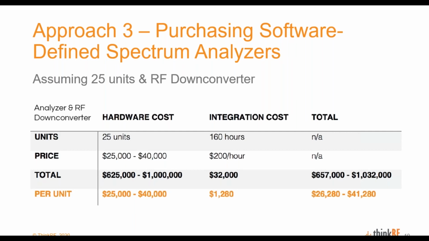So we look at this, we're assuming 25 units within an environment. The integration costs tend to be a lot lower. The price per hardware unit is between 25 and 40K, depending on whether you have the RF down converter in there or not. And then your total cost, if you look at that, is somewhere between 660K to just over 1 million. And that breaks down to a per unit cost of somewhere between 26,000 and 41,000.